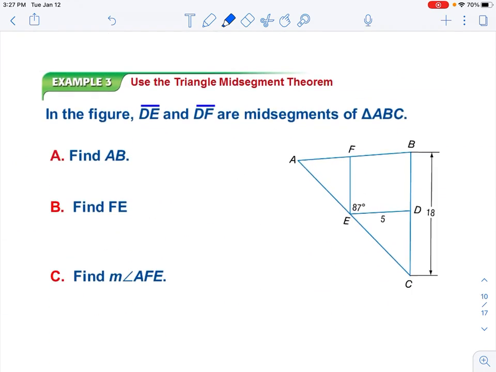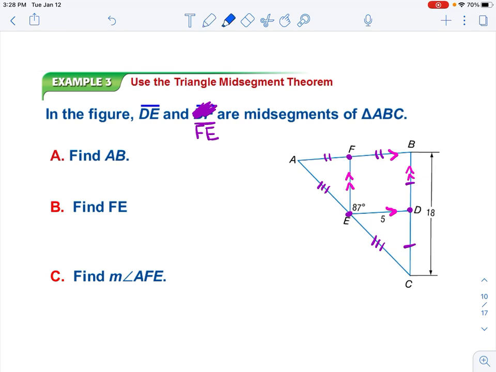In the figure DE, and there's a typo here, this should say FE, are mid-segments of triangle ABC. So we know that because these are mid-segments, we have midpoints. We can mark some congruences. Not that that's necessarily helpful, but it is true. And we can mark some parallels. So we know that DE is parallel to BA and FE is parallel to BC.